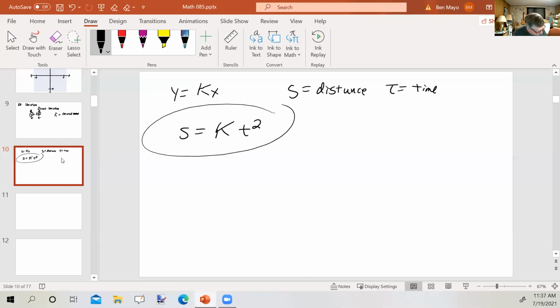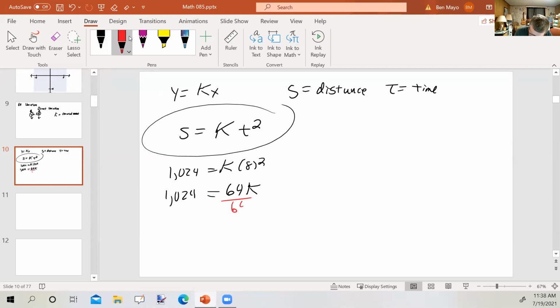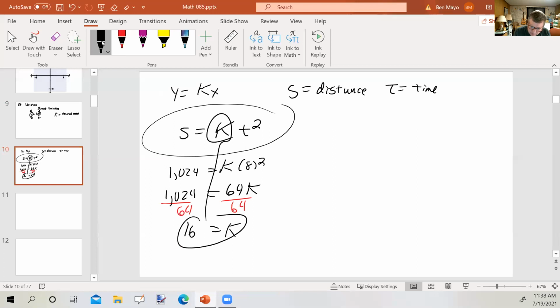Now, it says if an object falls 1,024 feet, so that's s, in 8 seconds, how far will it fall in 10 seconds? Well, we now know that 1,024 equals k times 8 squared. 8 squared is 64, so we could say that 1,024 equals 64k. Now, solving for k, if we divide both sides by 64, k equals, let's see, it's calculator time. 1,024 divided by 64 is 16. So now I know that for this situation, k is 16. So that's going to go right there. So now my formula becomes s equals 16 t squared.